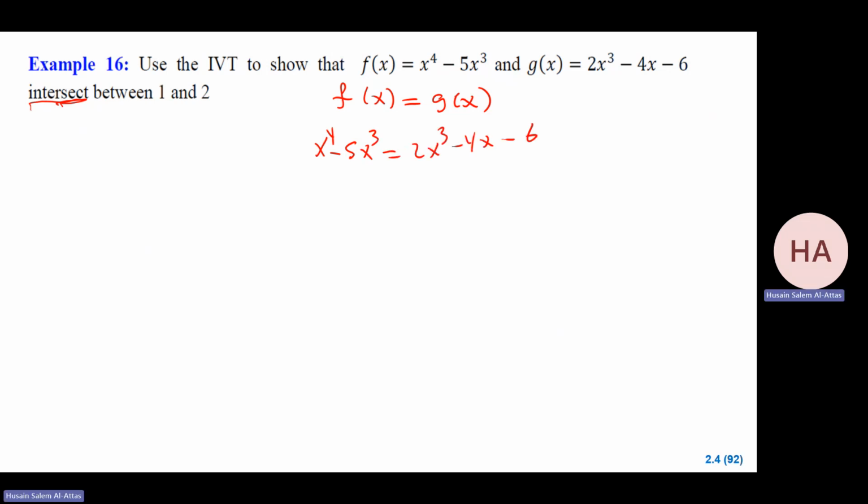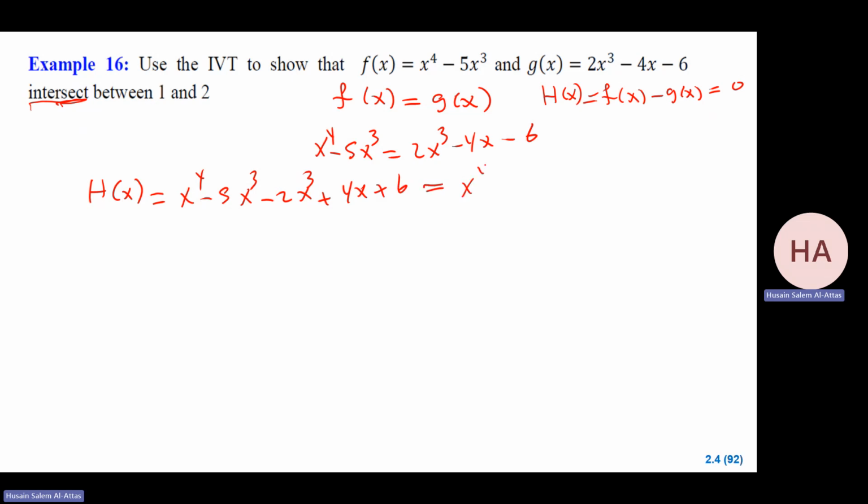And I will use the same trick. I need it equal to 0. So I'll take 1 to the other side. So I have f of x minus g of x equals 0. I call this capital H of x. So my capital H of x in this case will be x to the power 4 minus 5x cubed minus 2x cubed plus 4x plus 6. Am I right? Yeah. That will be x to the power 4 minus 7x cubed plus 4x plus 6.